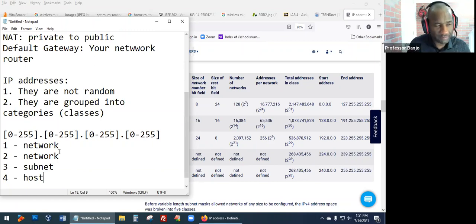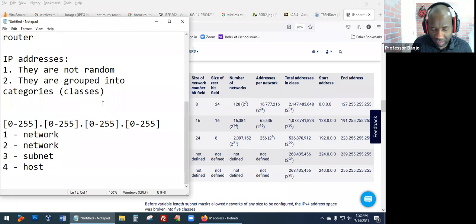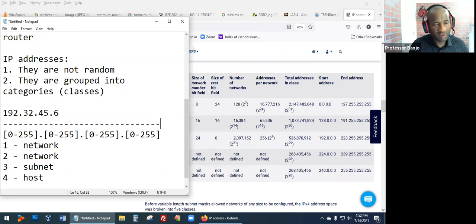Okay. Now think about this. When you see an IP address, it might look like 192.32.45.6, for example. Now, the first part of that IP address, the 192, and the second part, those first 2 parts tell you of the network. It's kind of like the zip code. It gives you an idea of the zip code, the geographical area where that IP address is.